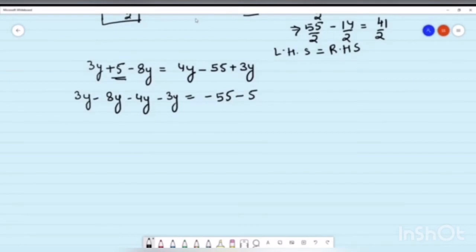What will it be? We'll add all the negative terms. This will be minus 8, minus 4, minus 12, and minus 3 will be minus 15, is equal to minus 60. We'll add them because they both are negative. This will be minus 12y is equal to minus 60. We can cancel the negative sign from here. Now dividing both sides by 12.